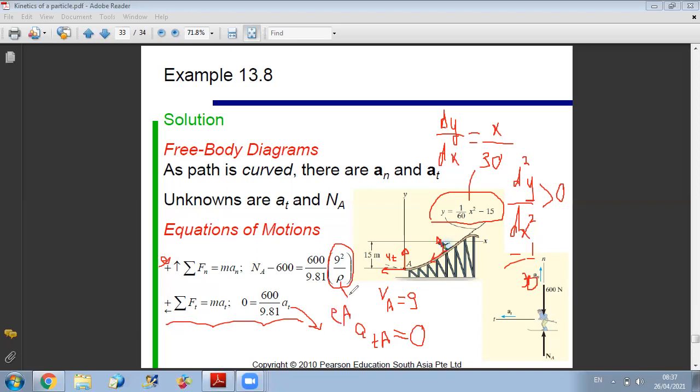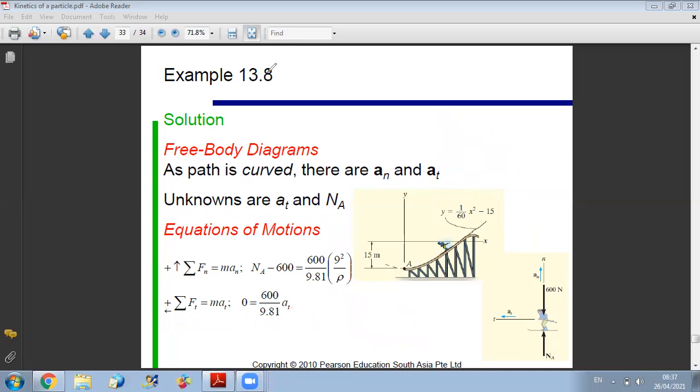To find rho at A, we will use the formula developed in the previous chapter. If we know y as a function of x, we can use the formula of rho in terms of dy/dx and the second derivative with respect to x at point A. So at point A, x is 0. This means that dy/dx is 0, and the second derivative is 1 over 30. Now all we have to do is replace in the expression of rho.